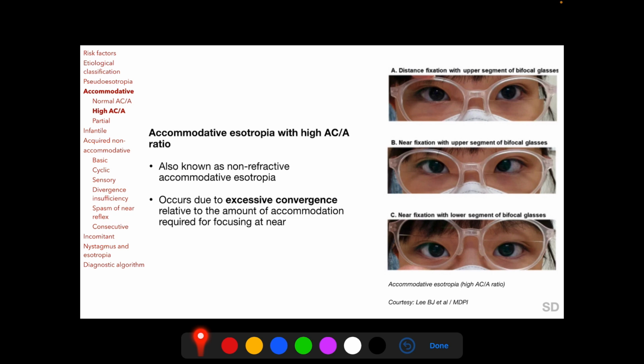But in accommodative esotropia with high AC by A ratio, the amount of accommodation is normal because, as we will see, the refractive errors in this patient can be in the normal range. But in these patients, the amount of convergence for the amount of accommodative effort induced is high, which is known as a high AC by A ratio.